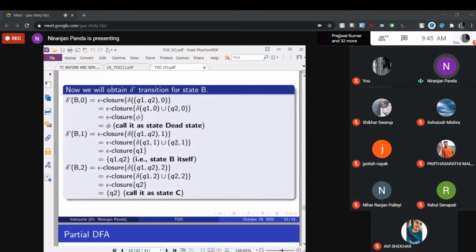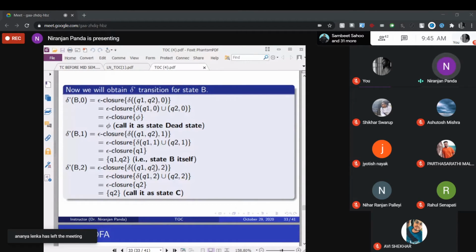B with a 1 means Q1, Q2 with a 1. Q1 with a 1 is Q1 and Q2 with a 1 is phi. That is Q1 union phi, that is Q1, and by the result I am getting Q1, Q2. It is the state B itself. I don't have to give a new name.